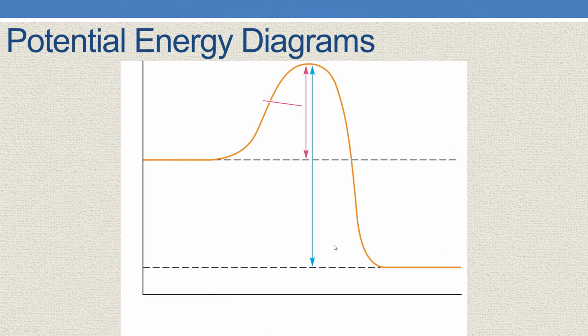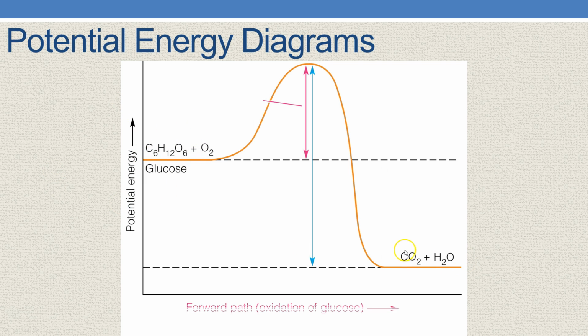So let's look at our potential energy diagram. If you don't have one of these already, I want to make sure that you're writing this one down. Here's just kind of a basic one. So here's the potential energy. The higher we are in the y-axis, the more potential energy we have. Here I have a reaction where sugar and oxygen are going to be oxidized. That's my glucose, is going to be oxidized to make my carbon dioxide and water. So my reactants have quite a bit of potential energy. The products don't. This forward path going to the right is going to be the oxidation of glucose.